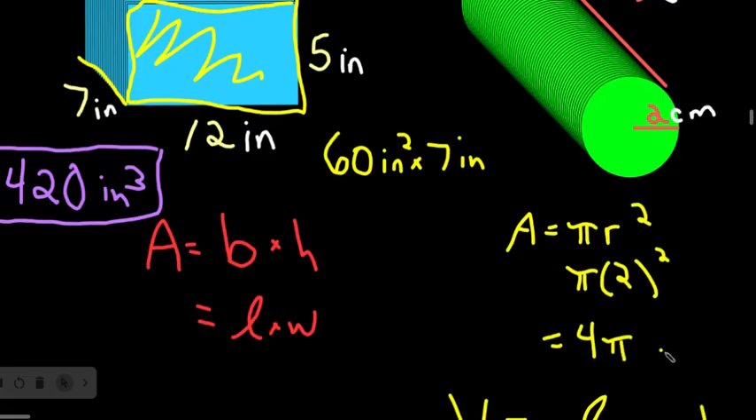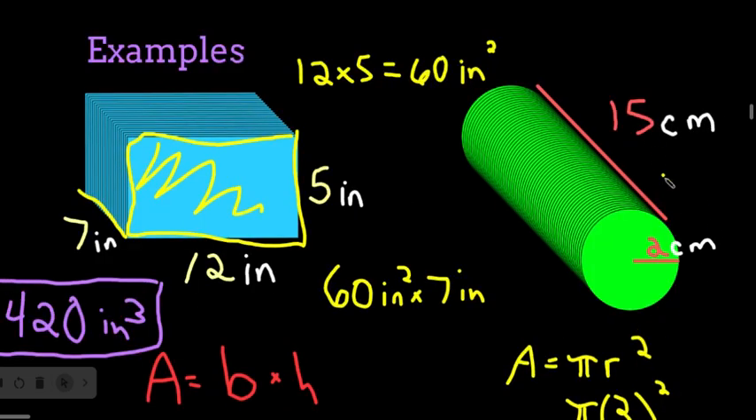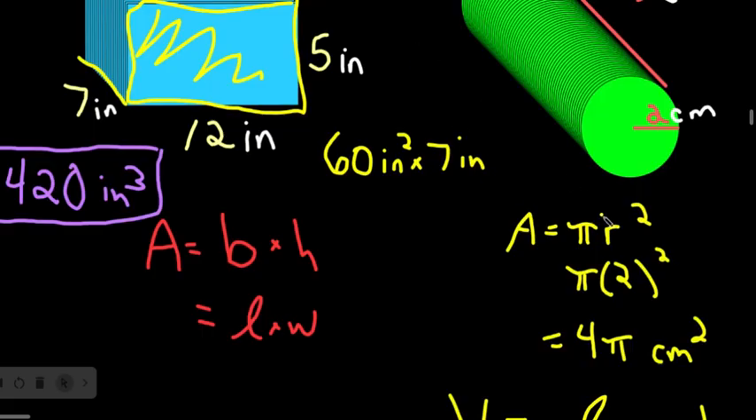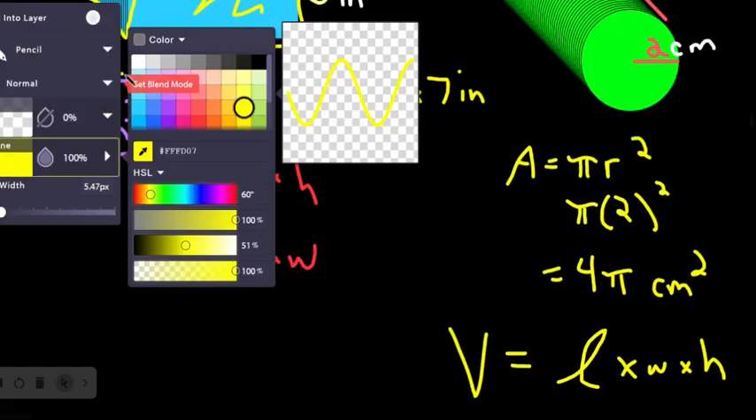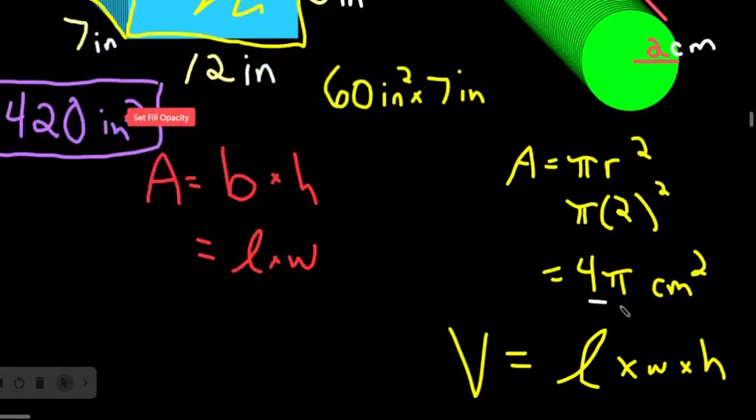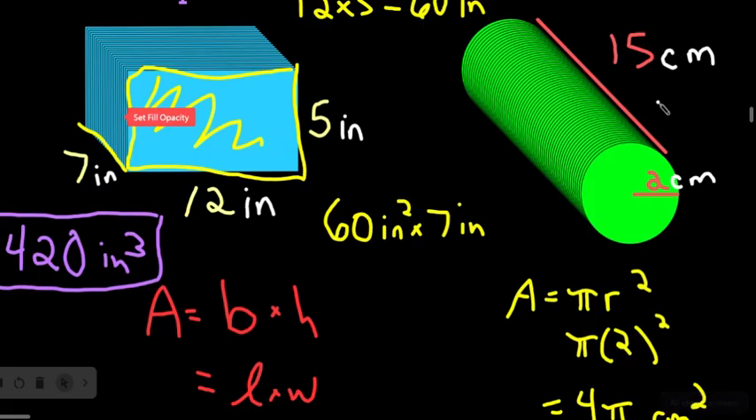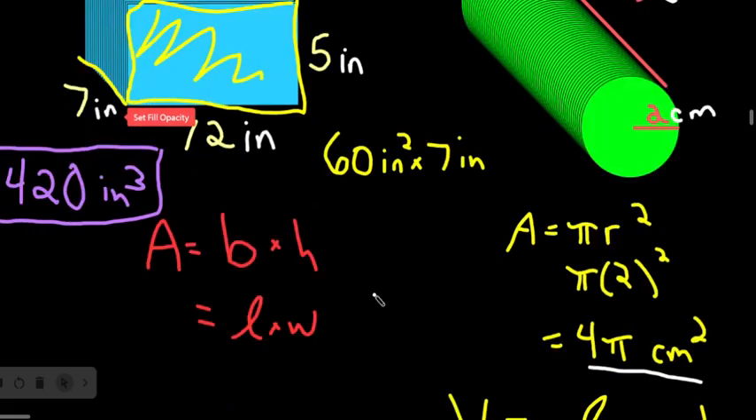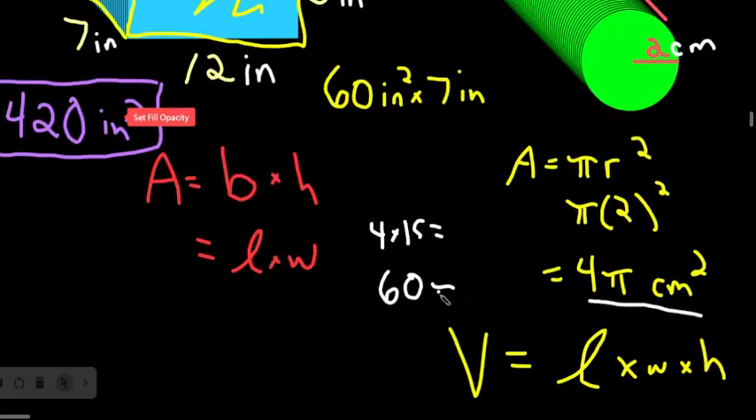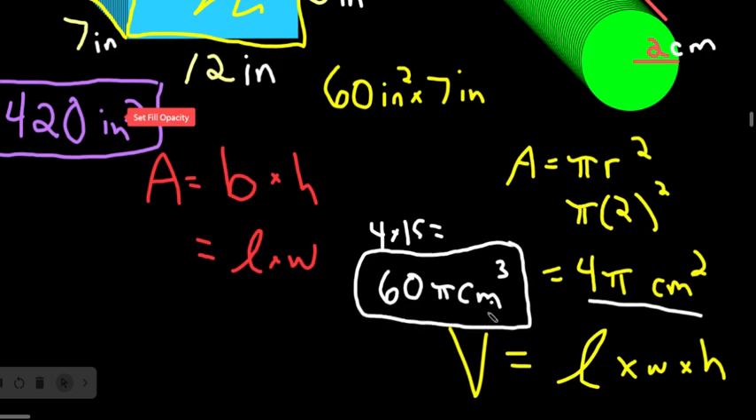Okay, and again, that would be centimeters squared. And now we're going to multiply that by the 15 centimeters up here, right? Again, that's our depth. That's how deep this cylinder goes into the screen. Okay, so we have our area, 4 pi centimeters squared times the depth, 15 centimeters. That's 4 times 15, which is 60. We put our pi on there, so we have 60 pi centimeters cubed. Okay, or cubic centimeters.